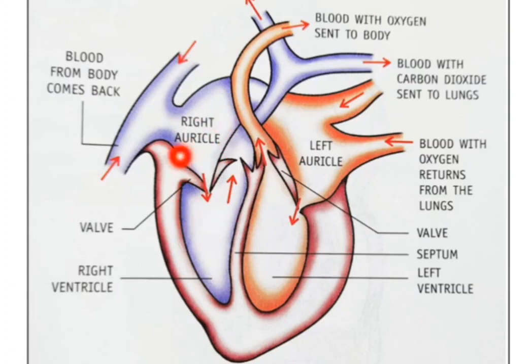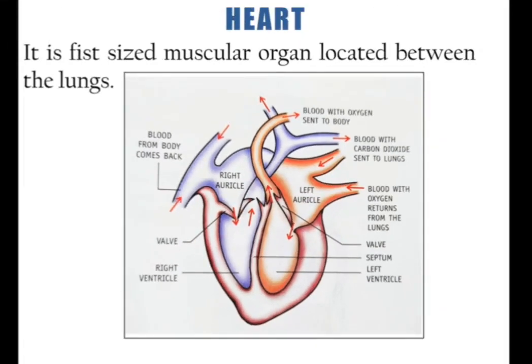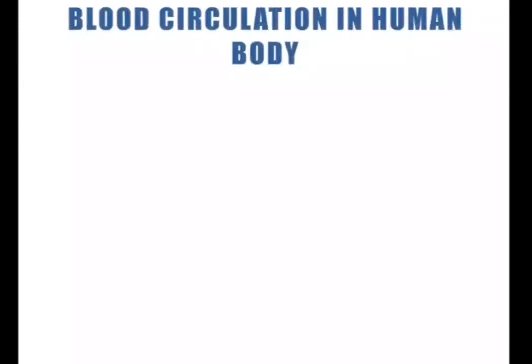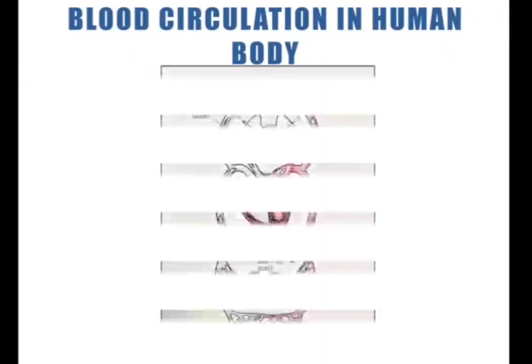So remember, the right chamber is always carrying deoxygenated blood, whereas the left chamber is always carrying oxygenated blood. And it is because of the contraction of the auricle and the contraction of the ventricle that the pumping takes place. Now moving on to the next segment, how blood circulation takes place inside our human body.